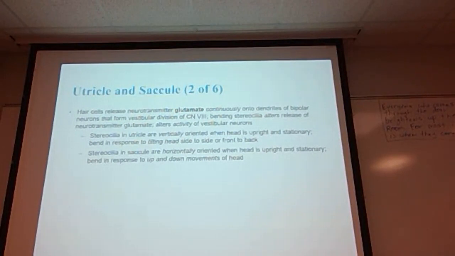The stereocilia in the saccule are horizontally oriented when the head is upright and stationary, and they bend in response to up and down movement of the head. So remember, vertical, up and down; horizontal, left to right. That is the positioning of the hairs. The vertical hairs move in response to movement from front to back, horizontal, up and down.